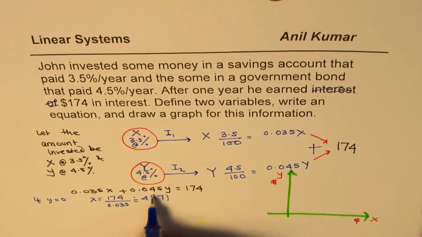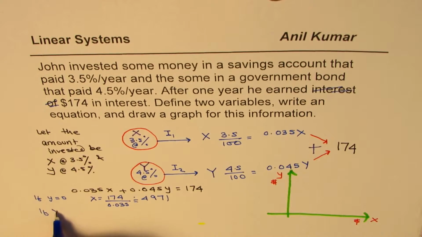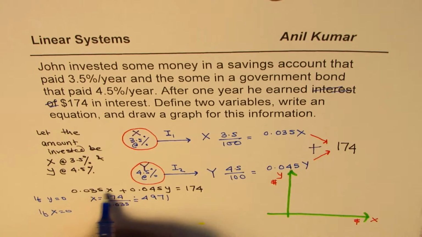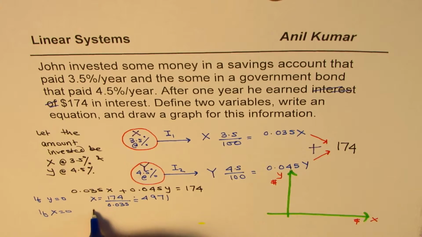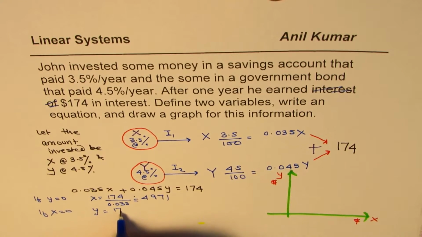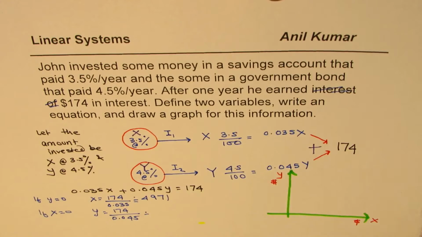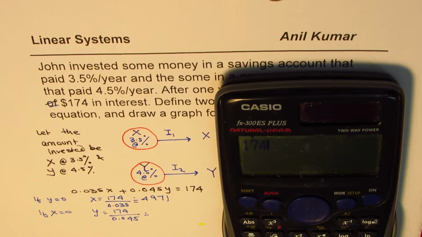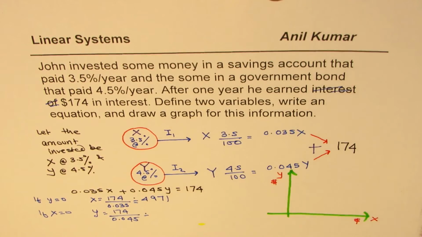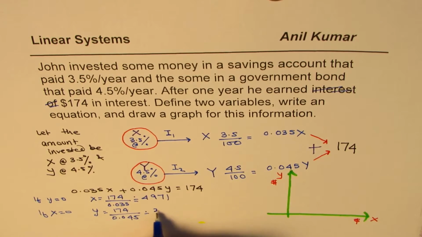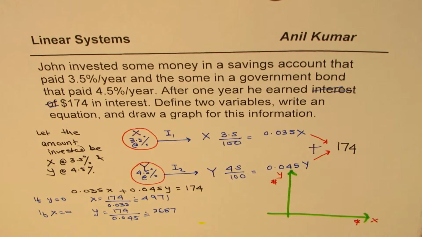The other amount, if I put x equals 0, then this term is 0, right? And we get y equals 174 divided by 0.045. Let's calculate this one, okay? So it is 174 divided by 0.045. It is equal to, in decimal, 3866.67. We'll round it to 3867, okay? So let us say these are the amounts.